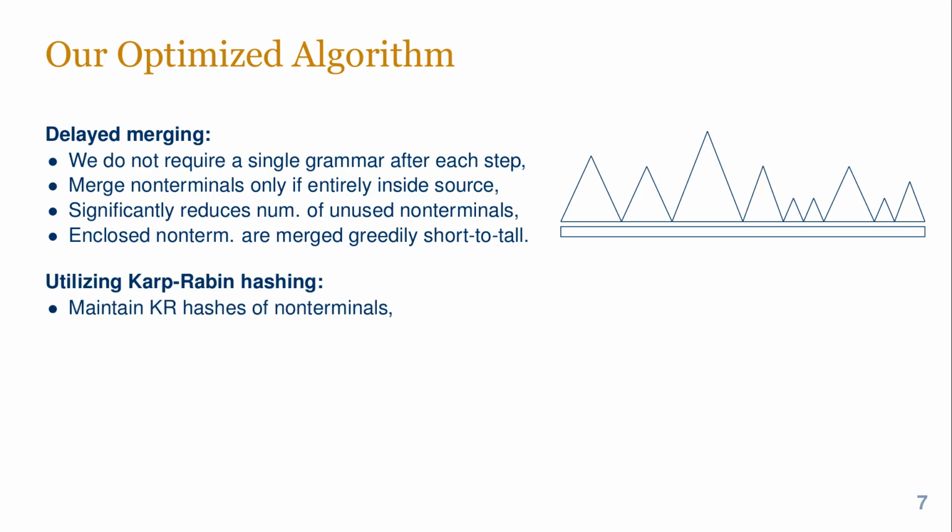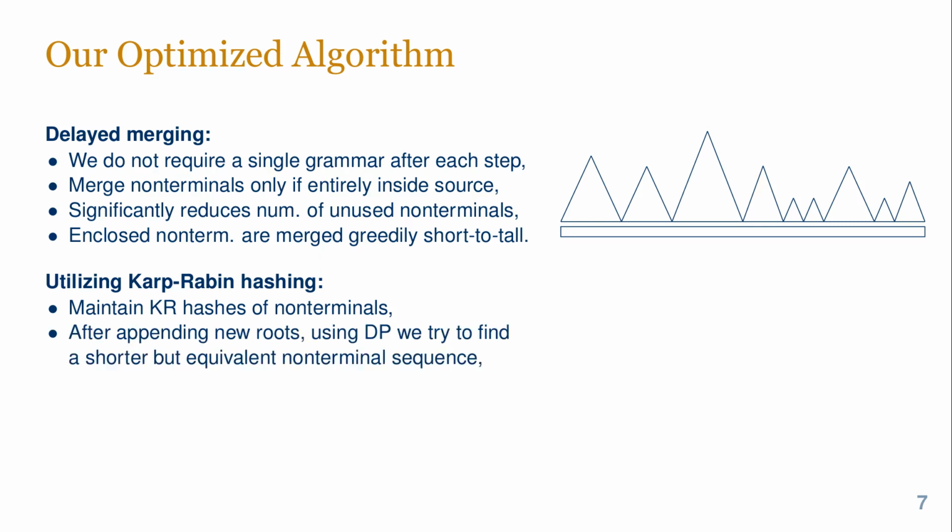Our second technique for reducing the number of extra non-terminals utilizes Karp-Rabin hashing. During the algorithm, we maintain the collection of Karp-Rabin hashes for some subset of non-terminals. As a practical optimization, we can control the fraction of non-terminals which are hashed. This does not affect the correctness of the algorithm. Then, whenever we append the sequence of new non-terminals at the end of the current root sequence, we perform a quick dynamic programming algorithm that uses Karp-Rabin hashes to try and reduce the size of the appended sequence by finding a shorter sequence of non-terminals with the same expansion.